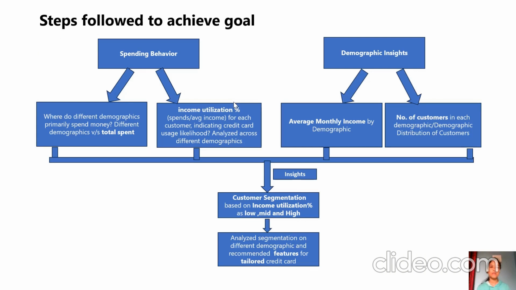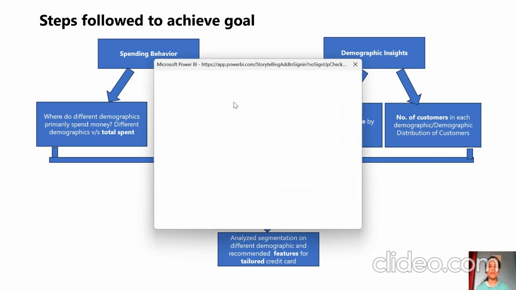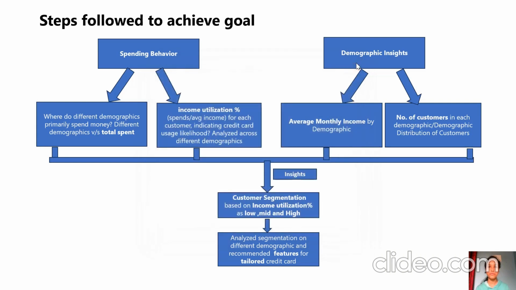Okay, these are the steps followed to achieve the goal, and it just explains the outline of the project. I have achieved the goal in 3 ways, that is, analyzing the data in 3 different ways. One is demographic insight, the second is spending behavior, and the last one is customer segmentation. In demographic insight, I have analyzed the data in two different terms: one is the number of customers, and another one is monthly income.